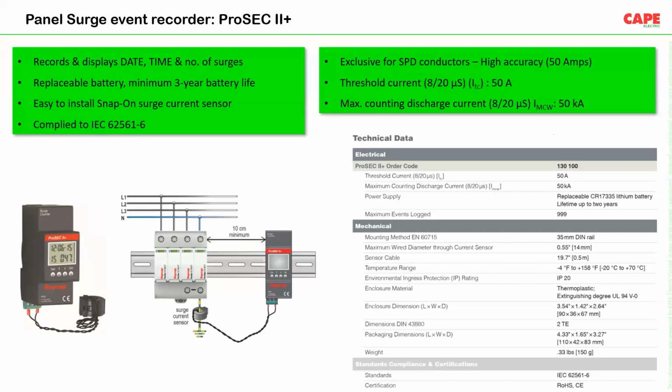Actually, this sensing is achieved through a CT, but it's a special type of current transformer. It's a special type of CT because it is going to measure the surge which is there in the system for a very short time, let's say 8/20 microsecond. Even a very small 50 ampere current it will detect. So it's a very special CT used for this application.